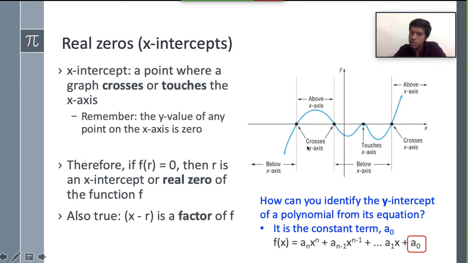So real zero means what? Let's repeat. Real zero means the x-intercept. Okay, x-intercepts. This is the real zero. Now notice one thing here. Here the graph crossed the x-axis, here also crossed, but here it only touches. Why is that happening?